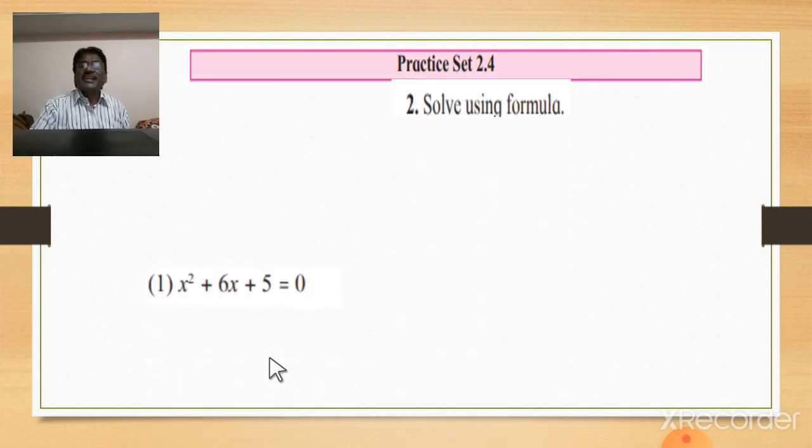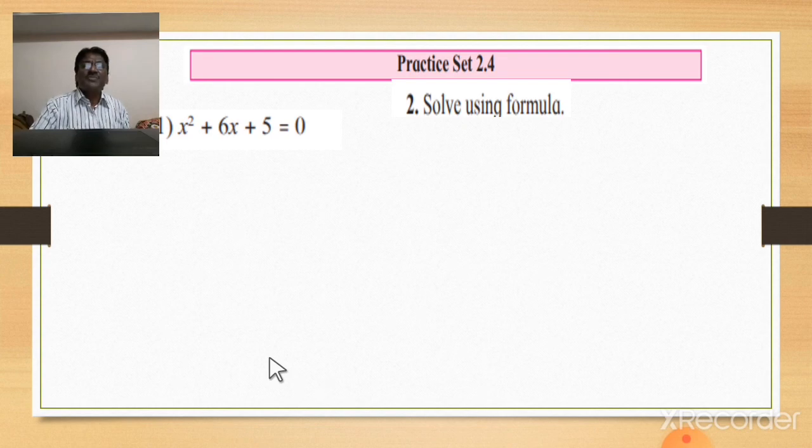Now this is the second example in practice set 2.4. Here we have to solve the given quadratic equation by formula method. The first example is x square plus 6x plus 5 is equal to 0. Now we start to solve it.